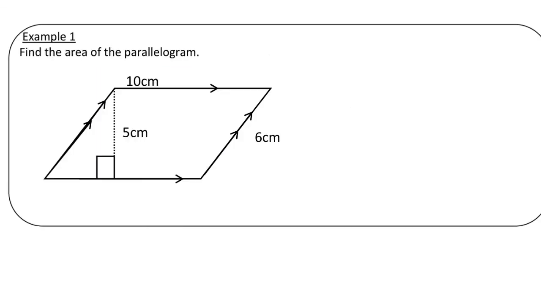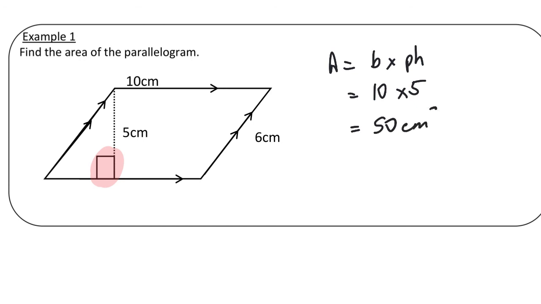So example 1 then, find the area of this parallelogram. And what we can see is the base length is 10, the slant length is 6, and the height of the parallelogram is 5. And the big thing here is that we're looking for this perpendicular symbol, because we need to know the base and the perpendicular. So we need the two lengths that are at right angles to each other. So area is base times perpendicular height, which is 10 times 5, which is 50 squared centimetres.